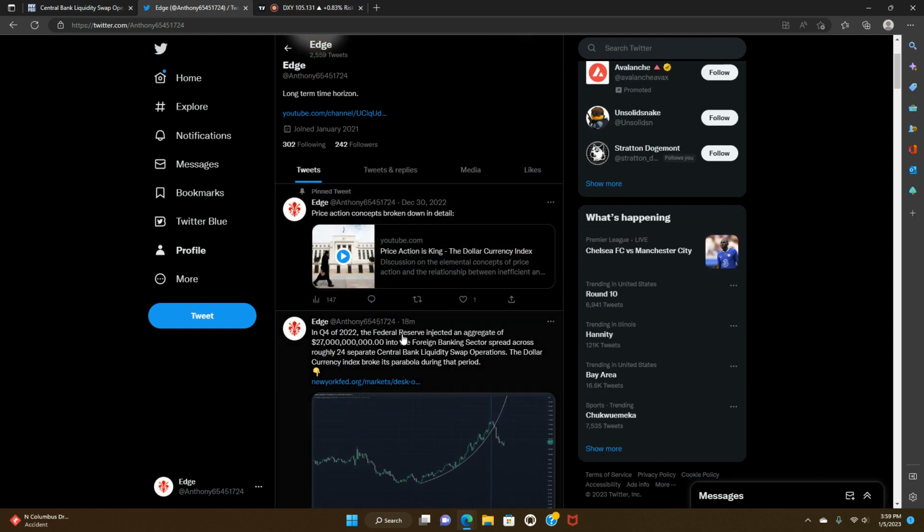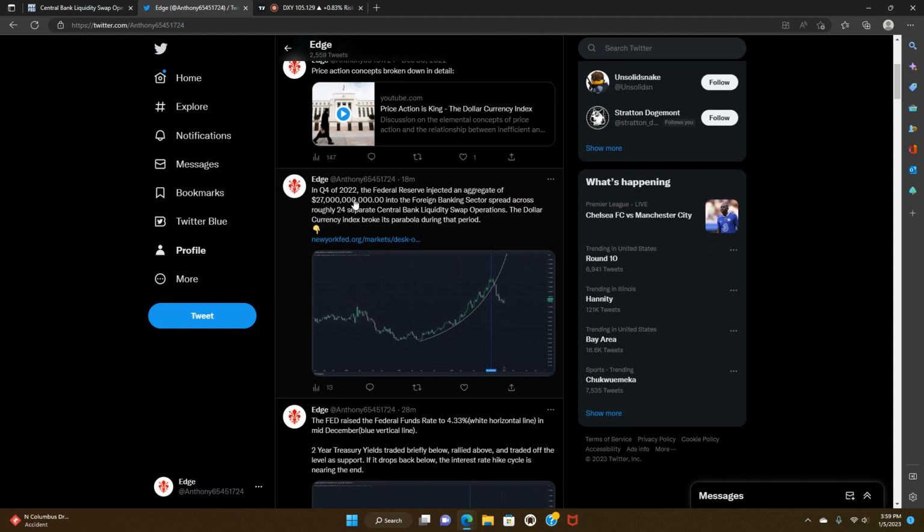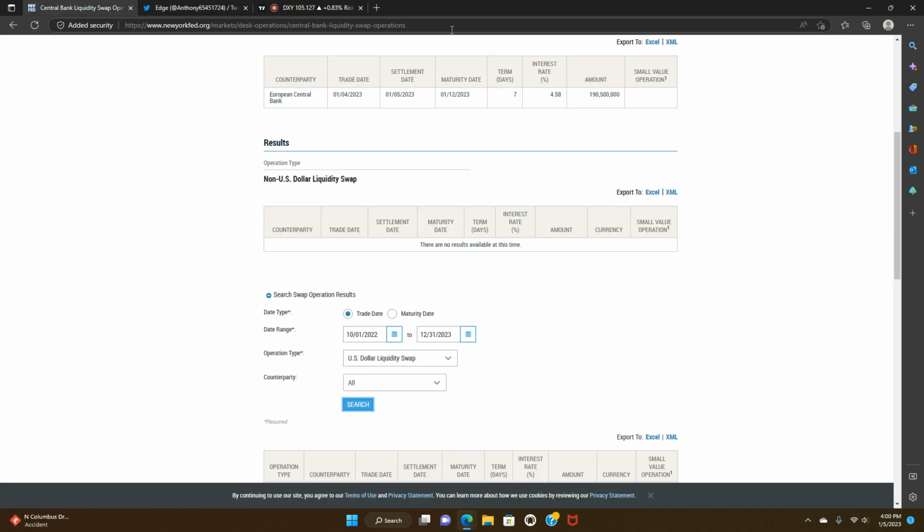I made this post here on Twitter in Q4 of 2022. The Federal Reserve injected an aggregate of $27 billion into the foreign banking sector, spread across roughly 24 central bank liquidity swap operations. And that's when the dollar currency index broke its parabola. Was that a coincidence? Probably not.